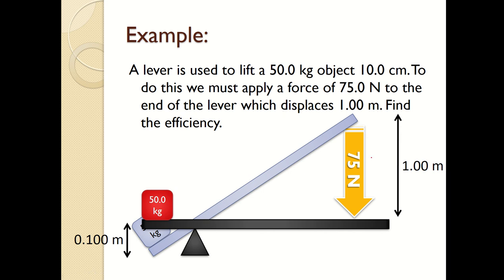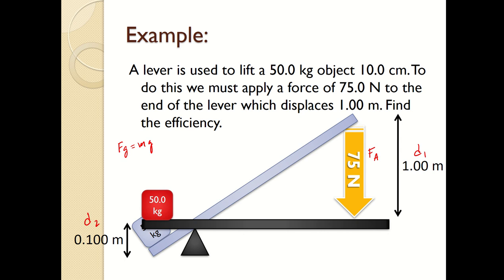So the force that you're going to apply is going to be applied downward. So this is going to be our force applied, and this is the distance that you're going to apply it over. So you're going to apply this 75 newtons over 1 meter of distance. On the other side, because we have to lift it up, you had to do work against gravity. The force that we're concerned about is going to be our force of gravity, which is our m times g. And the distance we're going to lift this is the 10 centimeters or 0.100 meters, which means that the efficiency for this is going to be defined in terms of work.